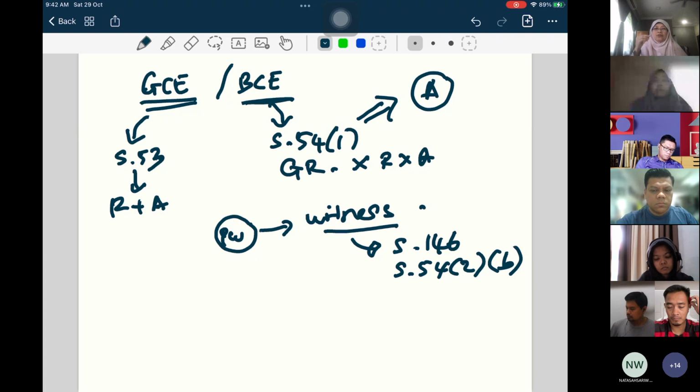So tadi, we are looking into this. Okay, sekarang dah pukul 9.42. I habis pukul 10.30 ya. I bagi kat you 5 minit break sebelum kita move on. Ya? 5 minit break sebelum kita move on.